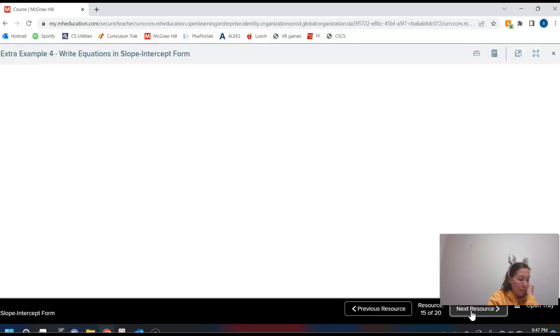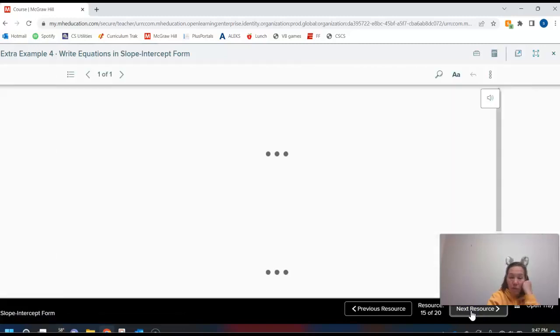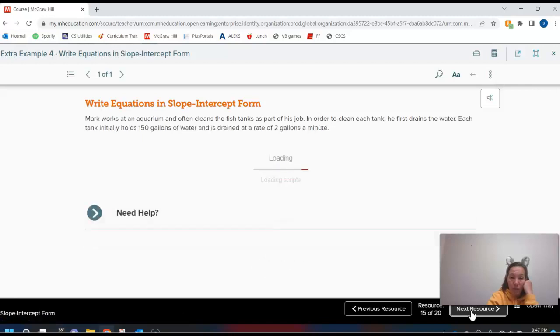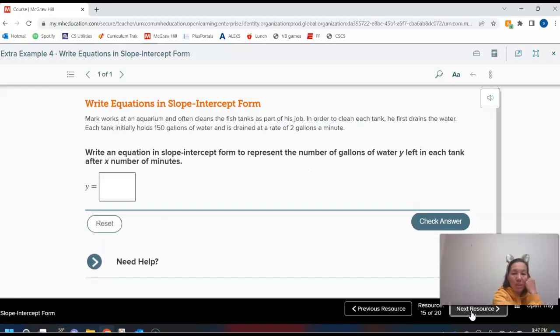Let's look at another example. This one's not in your book. You don't have to write this down, but just follow along. So think about it. These you can even do without necessarily thinking of slope and y-intercept. So let's just think about if I were going to write an equation.